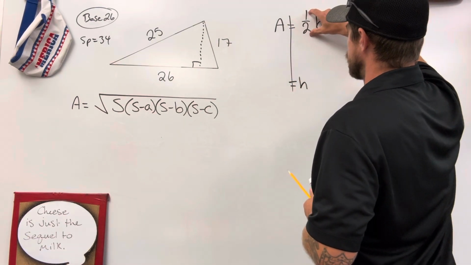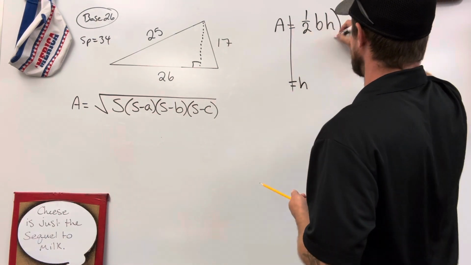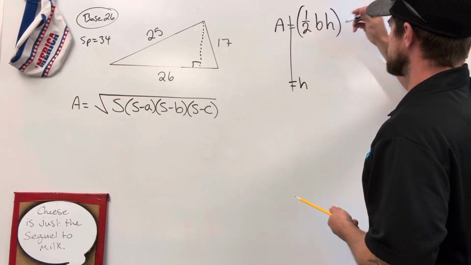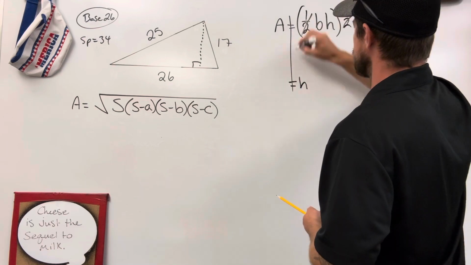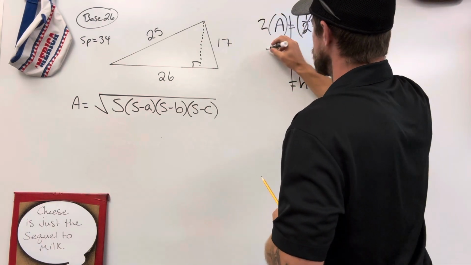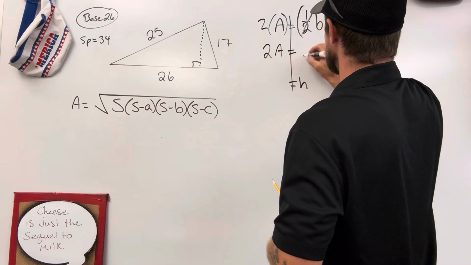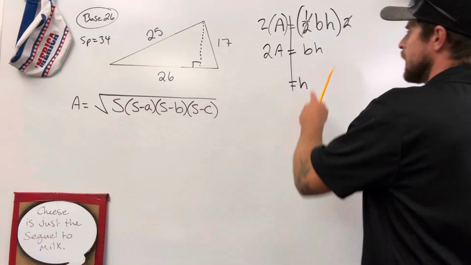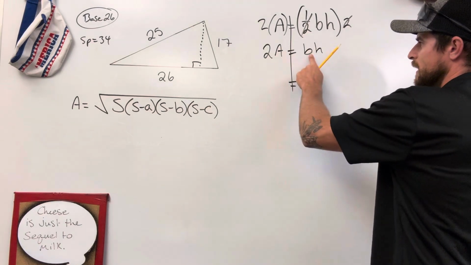Opposite of 1/2, we're going to multiply this by its reciprocal. So 1/2 flipped is 2. So we're multiplying by 2. Those will cancel each other out. Multiply the other side by, you guessed it, 2. Now we've got 2A is equal to BH. I want H to be by itself, so I've got to get rid of the B.